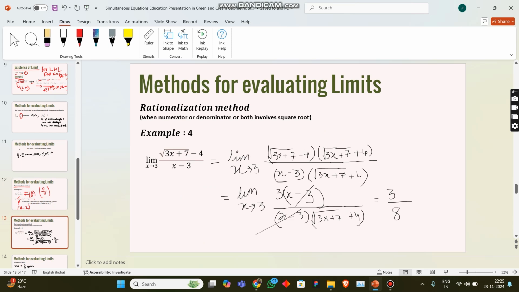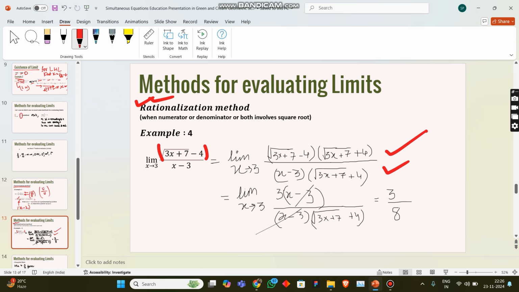Then suppose we have a square root, in the numerator or denominator, or both involve square roots. Then we have to do rationalization. This is also a very easy method. So what you have to do is, if we have a square root involved in the numerator, then we have to just multiply it with its conjugate in numerator and denominator. So what is the conjugate of this function?